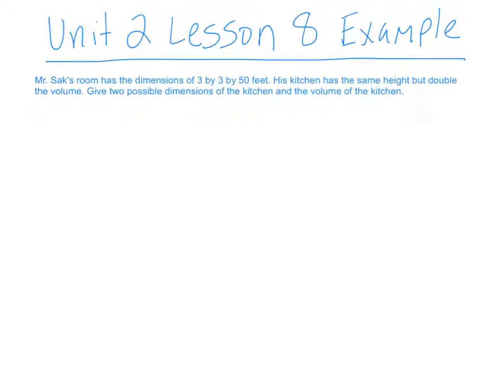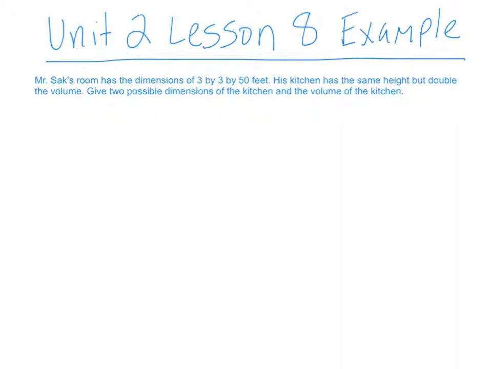Okay, today's lesson, lesson 8 in our volume unit, asks us to apply concepts and the volume formula to design the dimensions of sculptures or rooms using rectangular prisms. So, we are doing an example made-up problem in class, and the problem says, Mr. Sack's room has the dimensions of 3 feet by 3 feet by 50 feet.